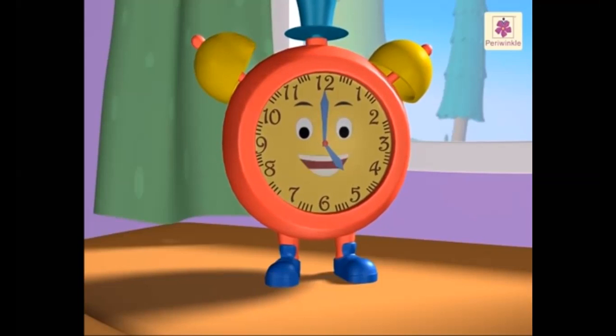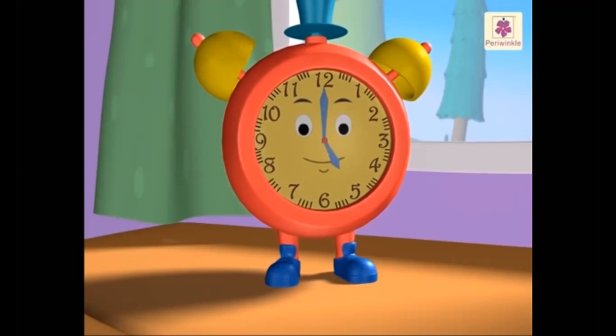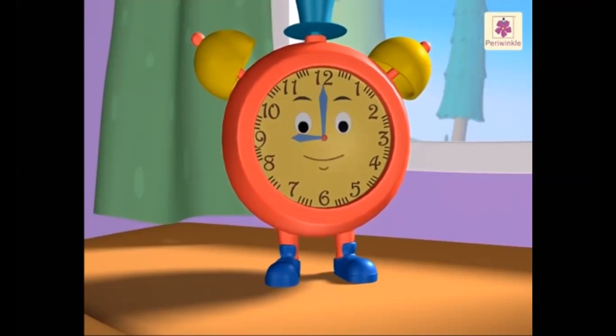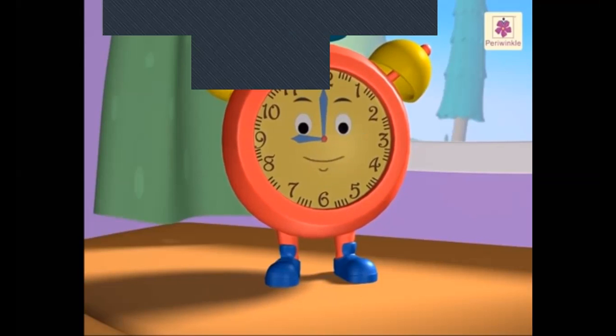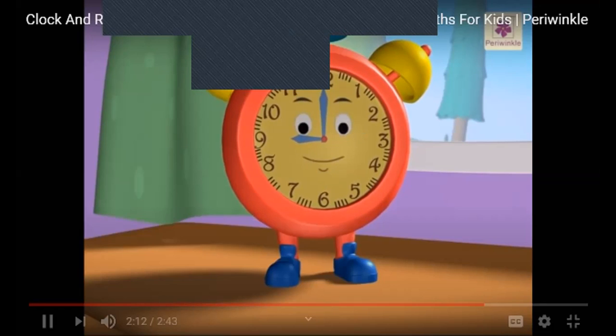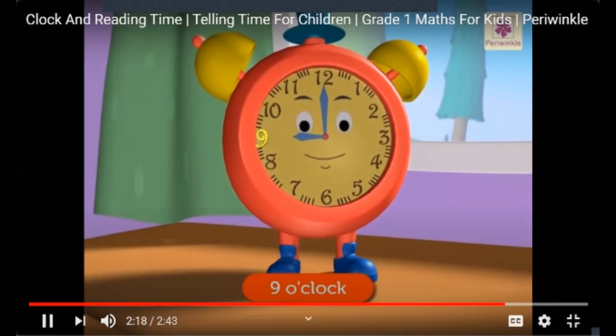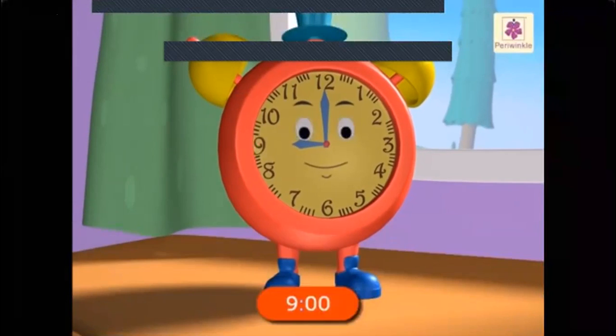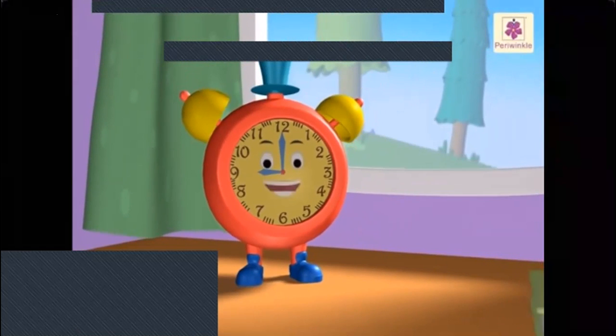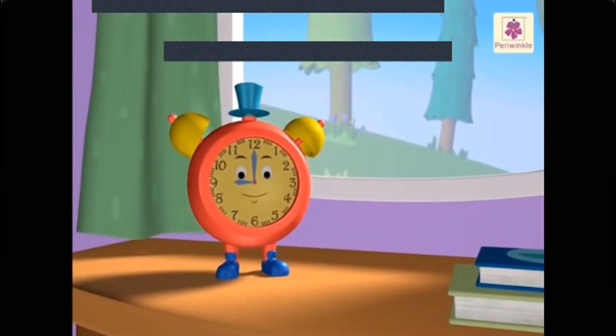Let us see the time once again. Now, my hour hand is on 9 and the minute hand is on 12. We read it as 9 o'clock. We write it as 9, then colon, and then 0, 0. Hope you had fun reading the time with me.